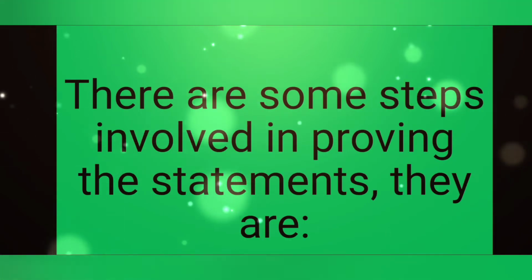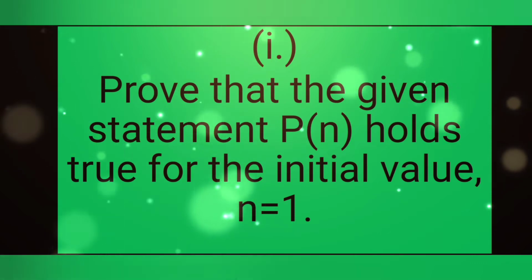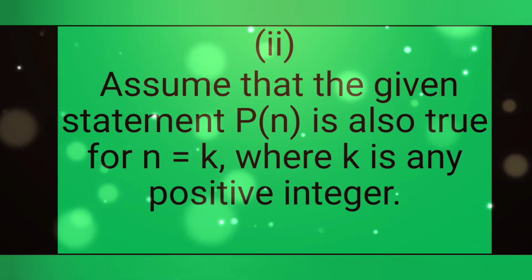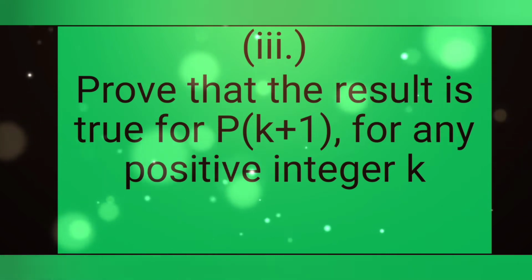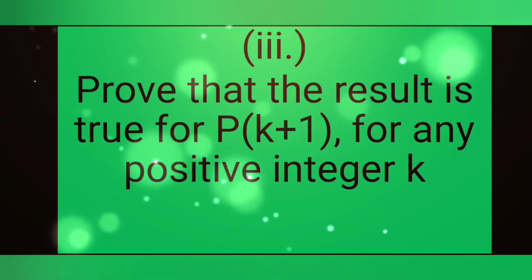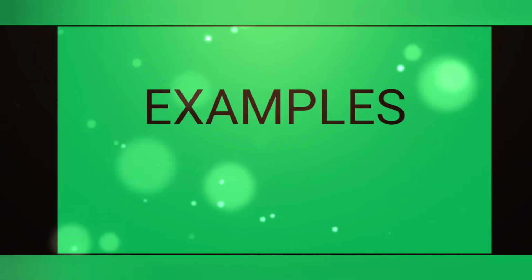There are some steps involved in this process. Step 1 is to prove that the given statement, which we may denote as P(n), holds true for the initial value n equal to 1. The second step is to assume that P(n) is also true for n equal to k, where k is any positive integer. The third step is to prove that the result is true for P(k+1) for any positive integer k. If the above conditions are satisfied, then we can conclude that P(n) is true for all natural numbers n.